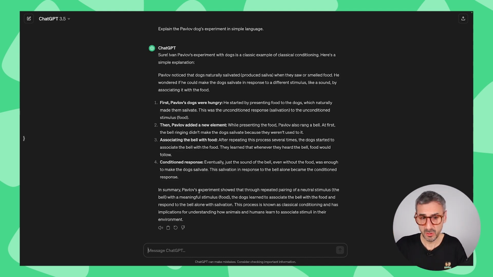In summary, Pavlov's experiment showed that through repeated pairing of a neutral stimulus, the bell, with a meaningful stimulus, the food, the dogs learned to associate the bell with the food and respond to the bell alone with salivation. This process is known as classical conditioning and has implications for understanding how animals and humans learn to associate stimuli in their environment. So there we go, a very clear, in my opinion, and uncomplicated explanation of Pavlov's dog's experiment.